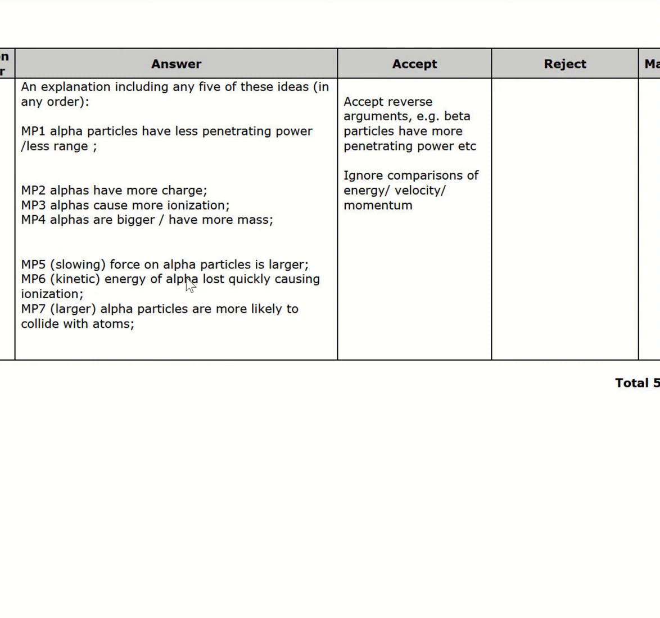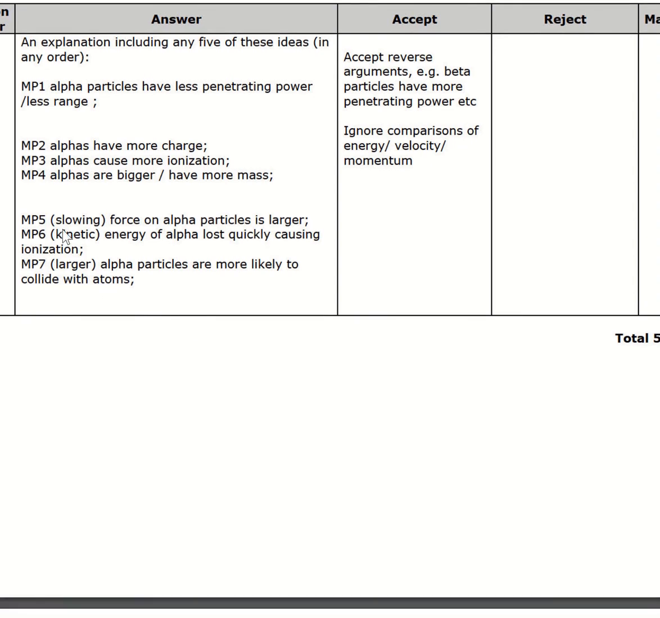The kinetic energy of alpha particles is lost quickly, causing ionization. Larger alpha particles are more likely to collide with the atoms.